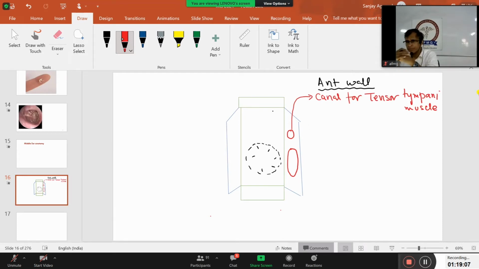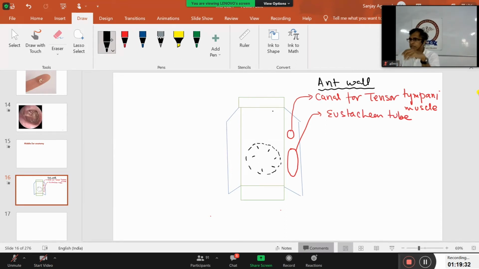Just remember that name. So now I say, where is the tensor tympani? What is the name of the middle ear? Remember? Tympana. So tympana means middle ear, so that's very logical. But the bigger opening which everybody knows is eustachian tube. Eustachian tube opening.